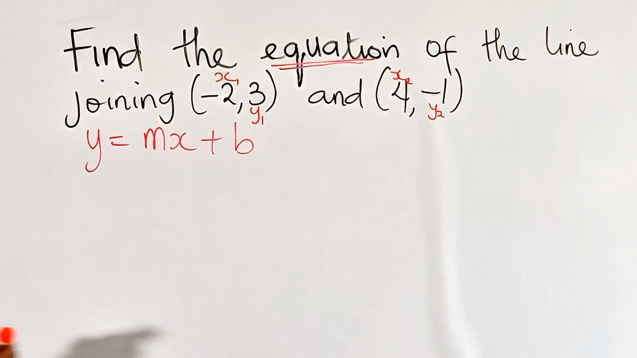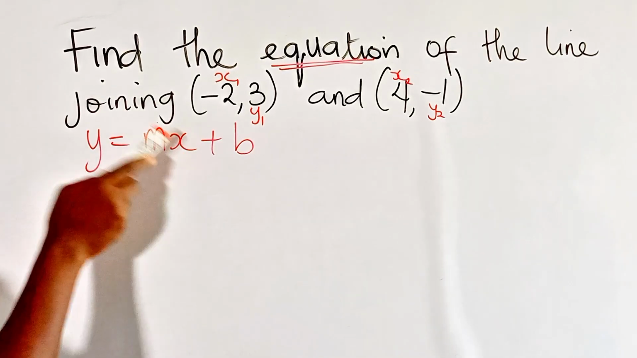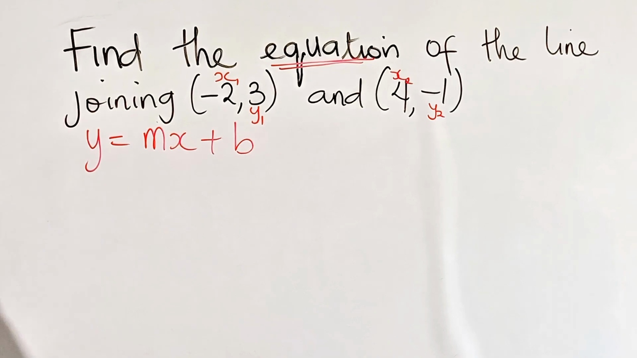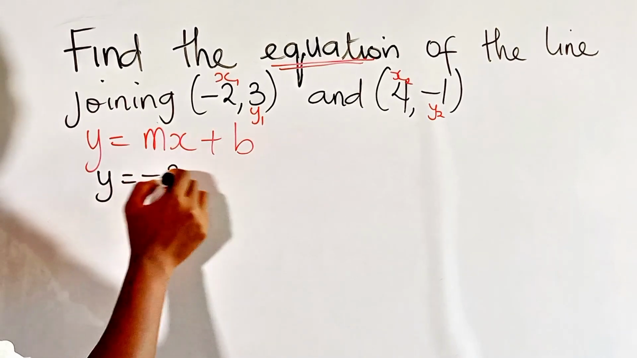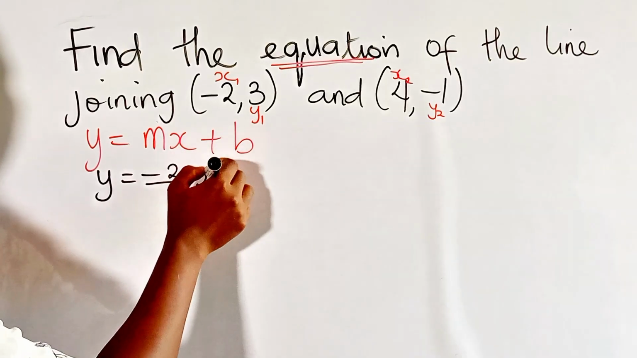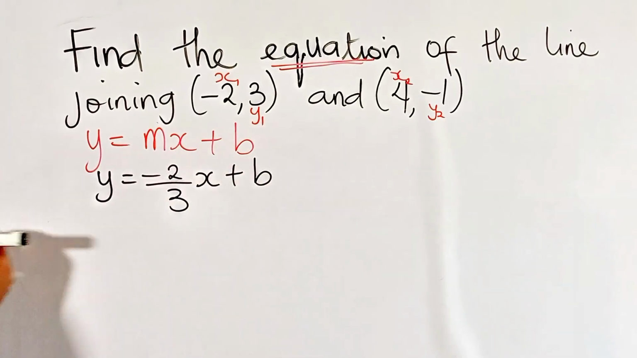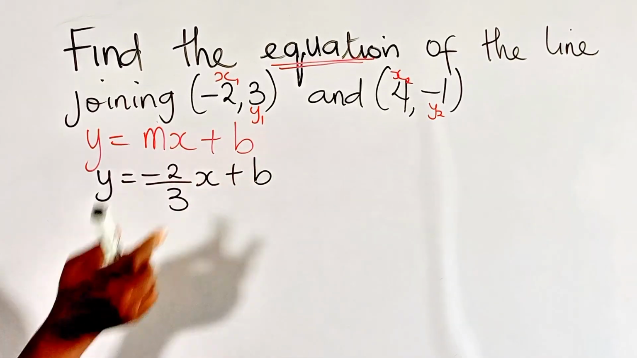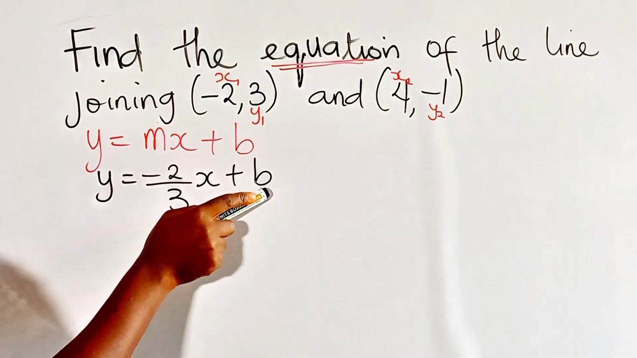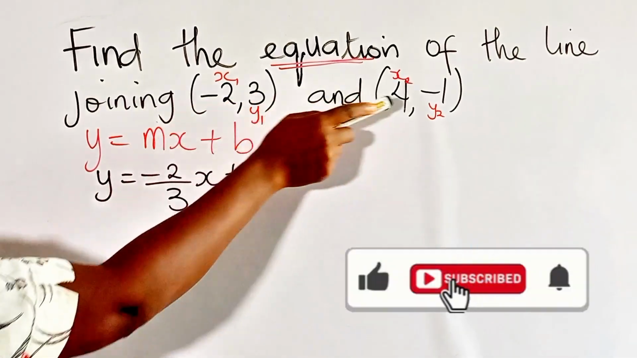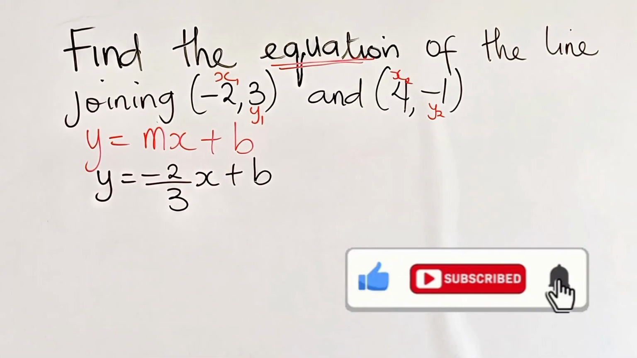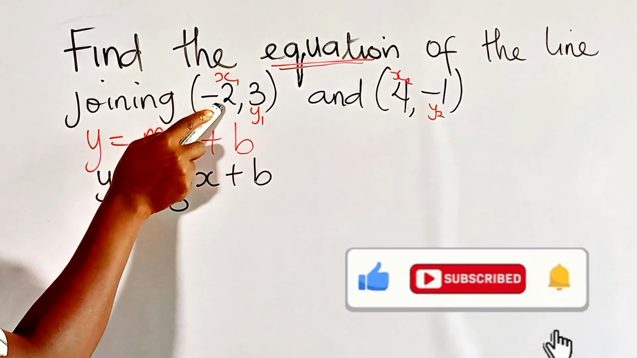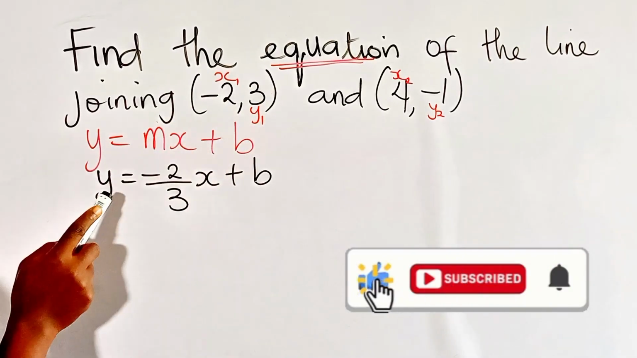So we are going to substitute the value we got for our slope into this formula. So we have y is equal to -2/3 x plus b. We still do not know what the value of b is. To find this y-intercept, we use any of these points. We are going to use this first point, which is -2 and 3. So we substitute -2 for x and 3 for y.